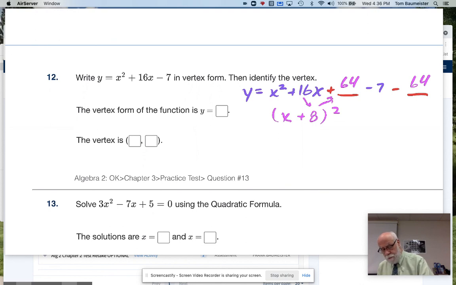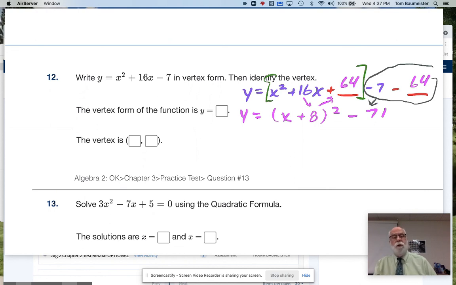All right. Now remember, I still have that y equals. So what happened here is that this part right here became my x plus 8 quantity squared. The other part, again, I'll have minus 7 minus 64. Well, that'll give me minus 71. So this part right here became this. Now it's vertex form. So that's our answer. That's what you would put right here, right?